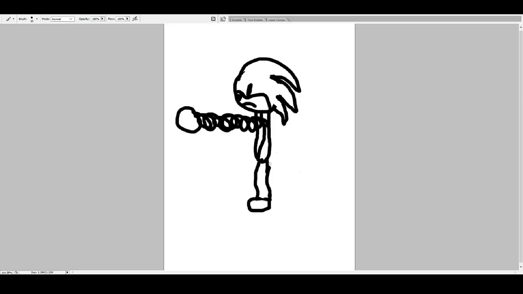Speedy has a tail, right? I feel like he has something on his butt. So I'm just giving him this little butt tuft. I forget whether or not I saved my... Okay, yeah, I saved it.